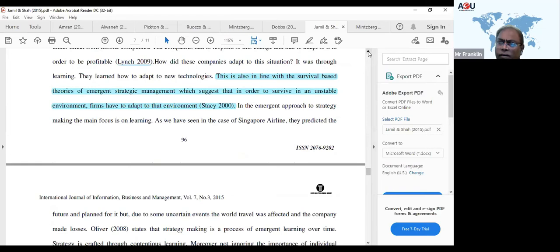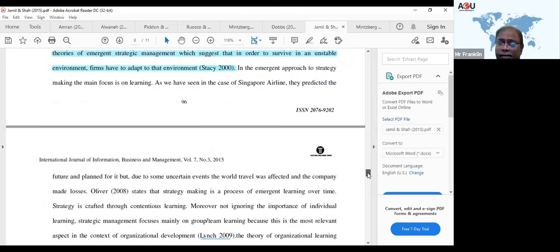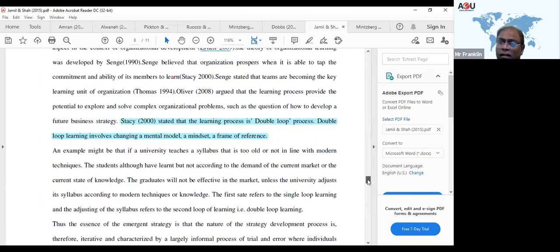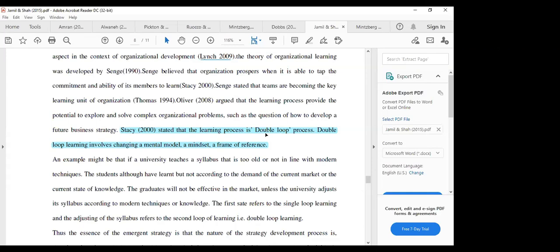Okay, here is another one. It says this is in line with the survival-based theory of emergent strategic management, which suggests that in order to survive in an unstable environment, firms have to adapt to the environment. This is from Stacey, 2000. Here Stacey stated that the learning process is double loop. Remember, we looked at the two types of organizational learning: single loop and double loop.